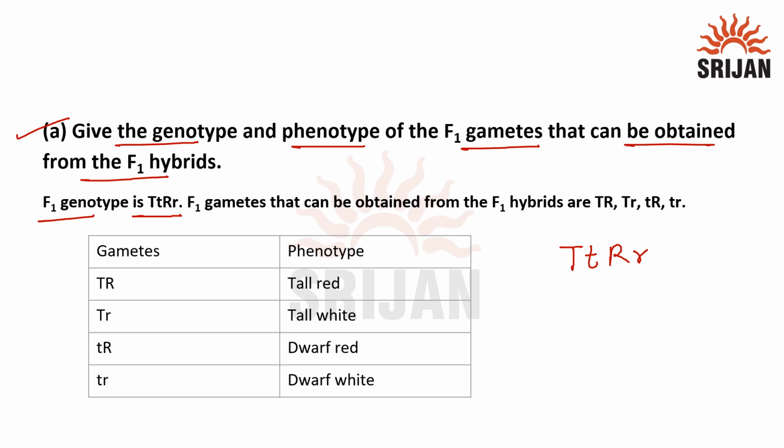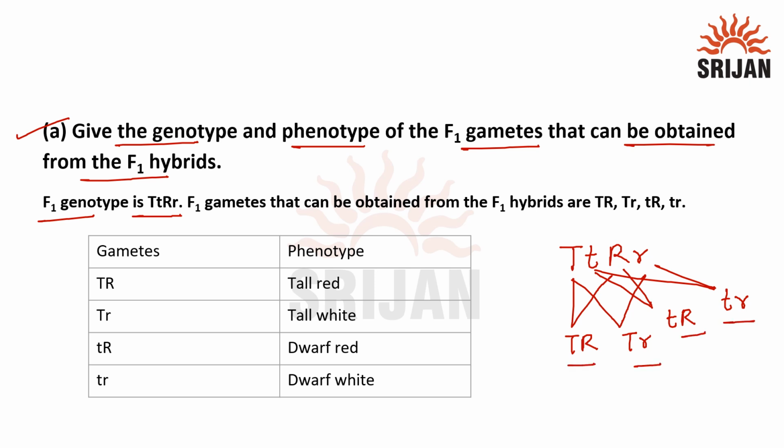Now we can find the possible gametes. So first is capital T capital R, second is capital T small r, third is small t capital R, and fourth is small t small r. So these are the four different gametes, and now let's see what are their phenotype.